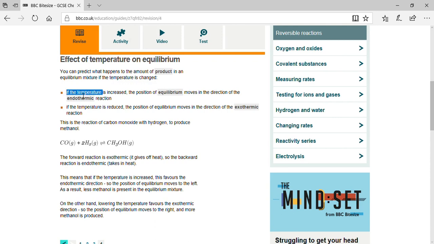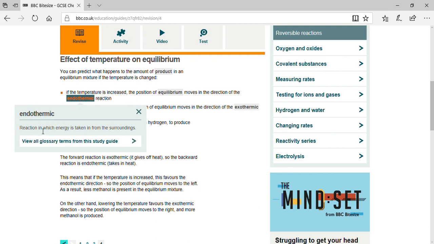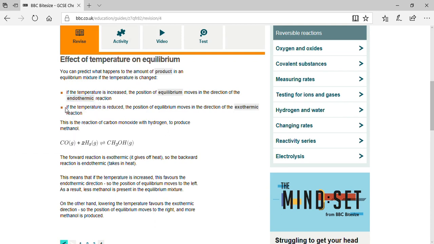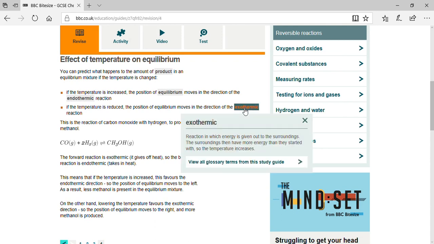So two keywords are there. If temperature is increased, the position of equilibrium moves in the direction of the endothermic reaction, which absorbs heat, in which energy is taken from the surroundings. That is an endothermic reaction. And if temperature is reduced, the position of equilibrium moves in the direction of the exothermic reaction, which produces heat, a reaction in which energy is given out to the surroundings. Understand, beta?